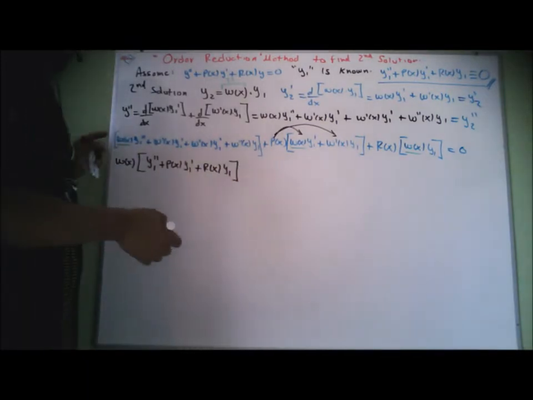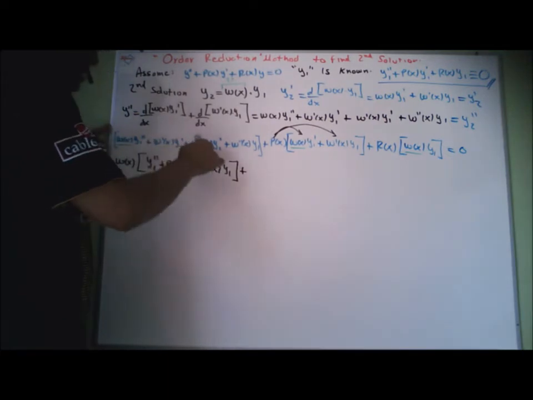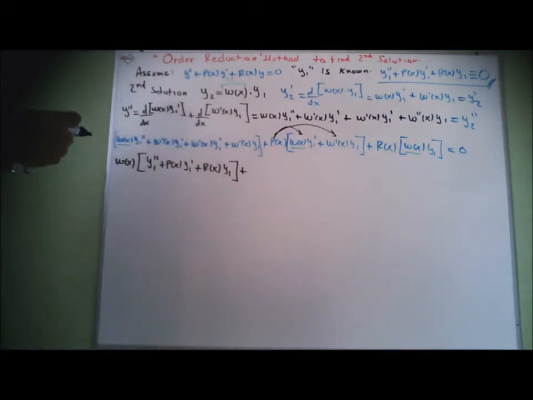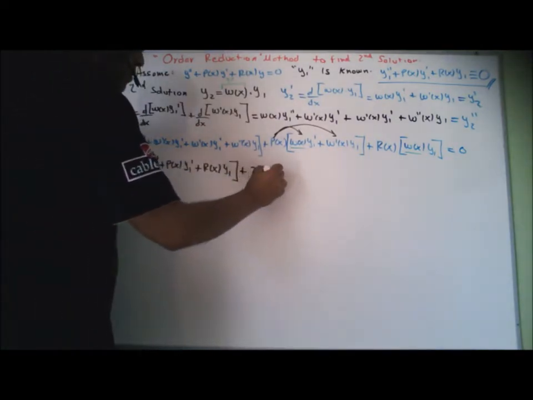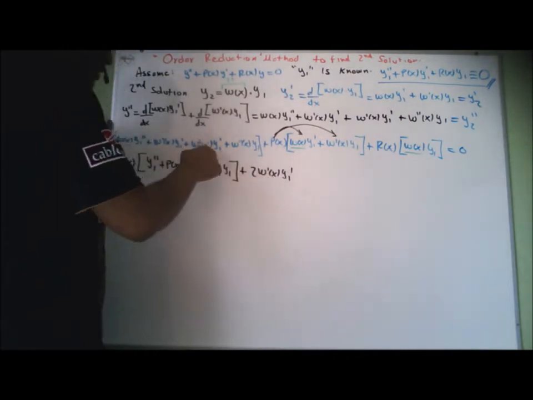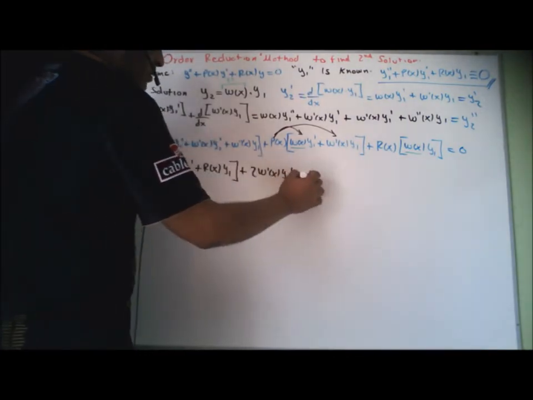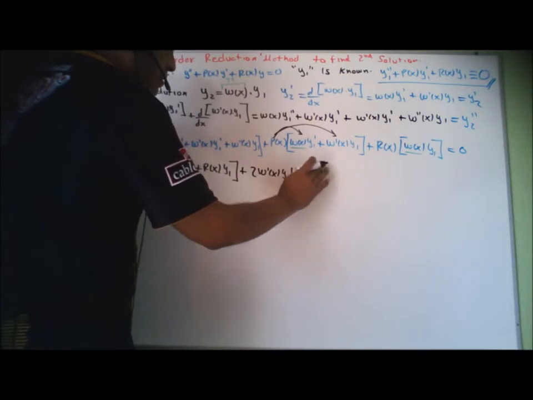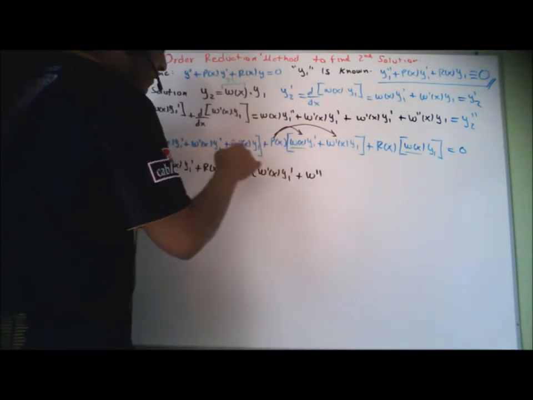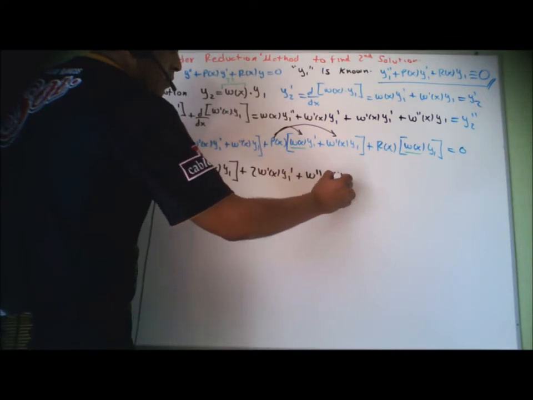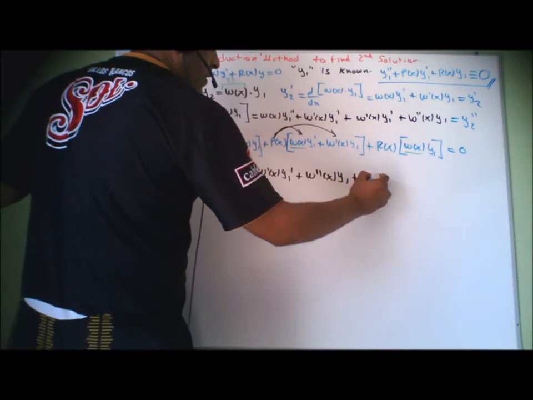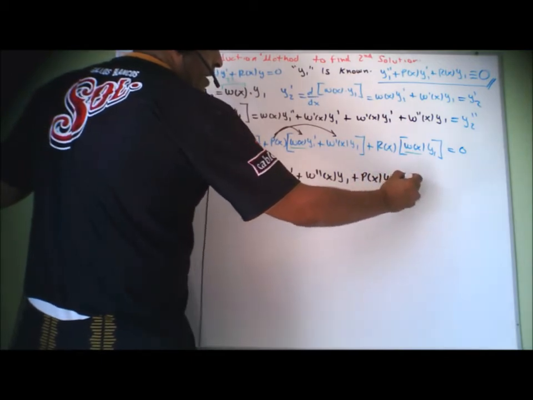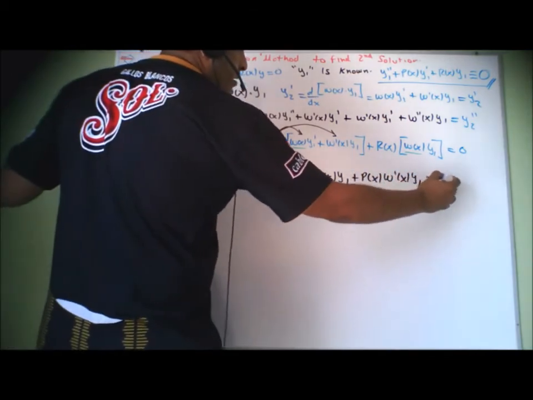And then the rest, plus, I'm going to do these 2 times, maybe if we can factorize anything from there. Now, 2 times w prime of x y1 prime, plus w prime of x, sorry, second derivative of x y1, and then this part, which is plus p of x w prime of x y1, and this is supposed to be equal to 0.